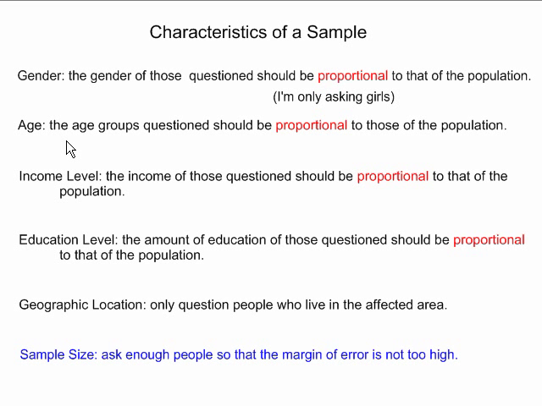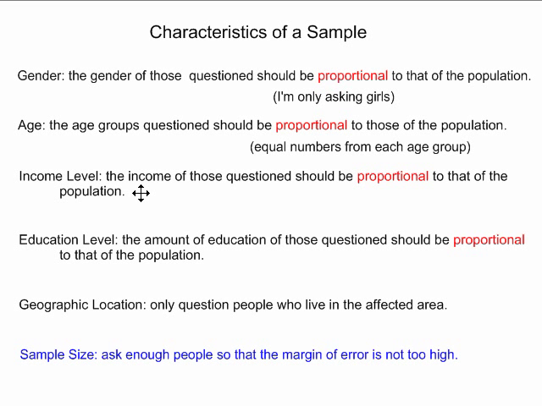Next, we'll look at age. The age groups questioned should be proportional to those of the population. Most of the people in the school are teenagers, but although that is a narrow age group, there are different ages within it. We might have people from 12 to 18 years old. So what we'll do is we'll try to ask equal numbers from each age group.